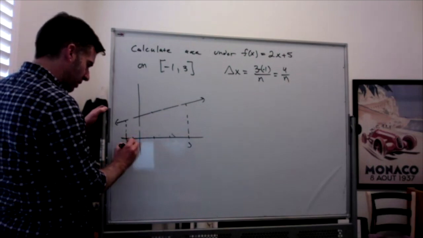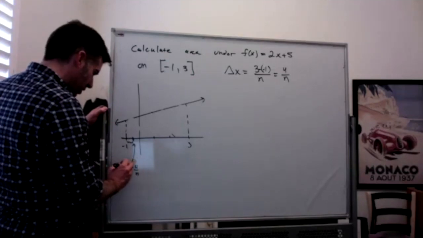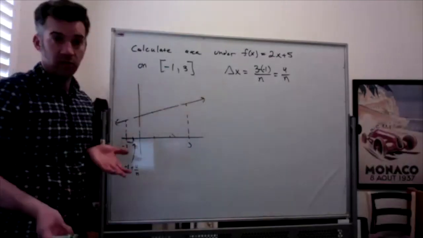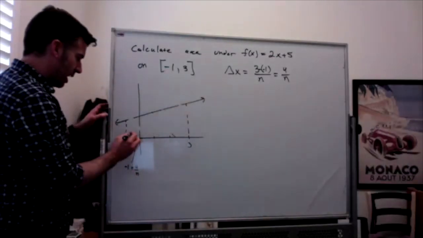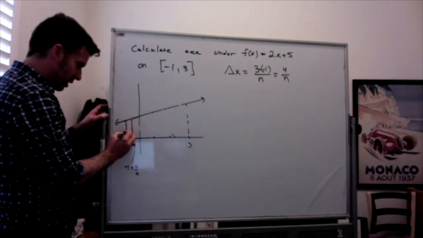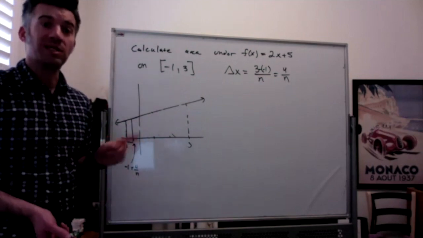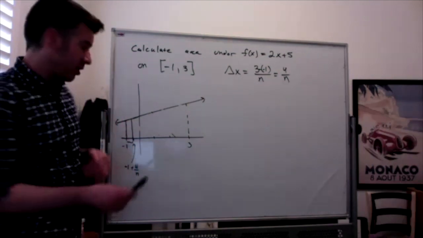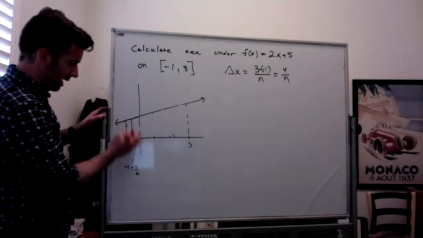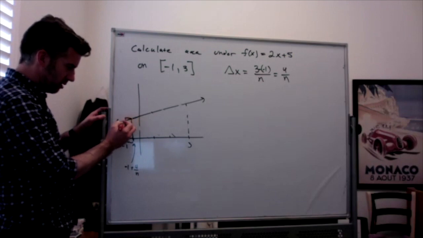So this is our first subinterval. That point there is -1 plus 4 over n. We took our starting point, -1, and added one subinterval's worth of length, which is 4 over n. Now for this first region, I want to pick the endpoint that gives me an overestimate. Since this function is increasing, the overestimate is given by picking the right-hand side, because the right-hand point is the highest point, which gives me that rectangle right there.